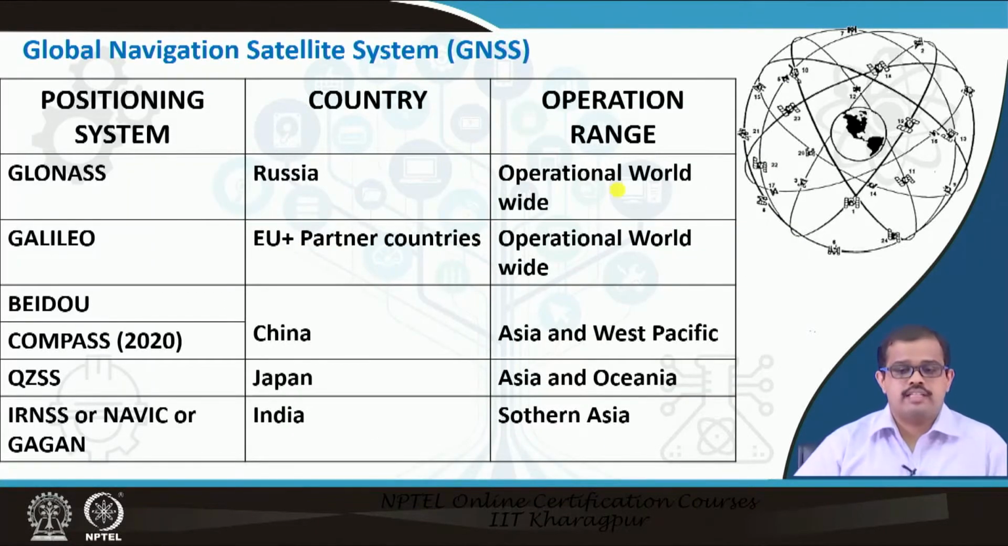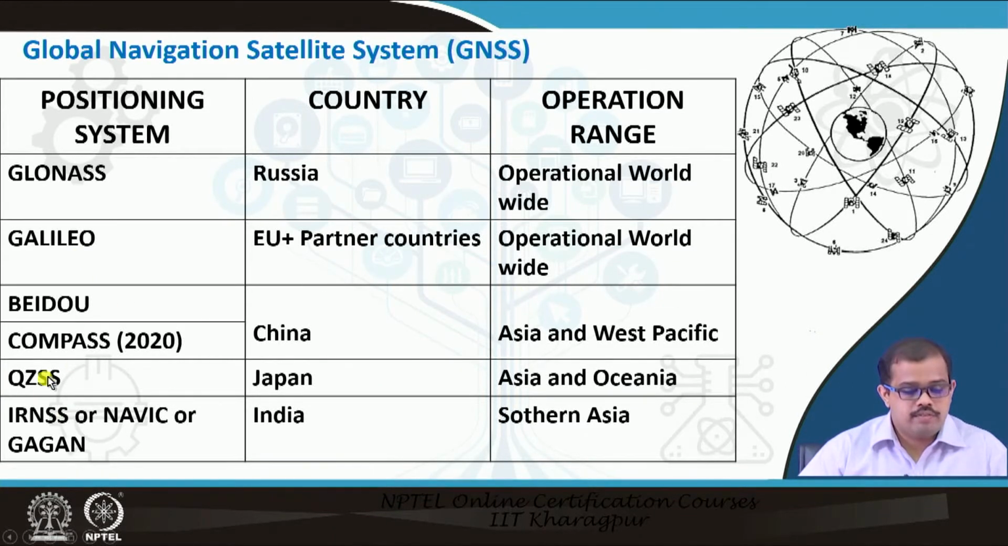When we look at the entire system here, as I explained, GLONASS is by Russia, where normally the operation is worldwide. It can be found in most places. Then you have Galileo. It is EU plus partner countries, operational basically worldwide. Then you have BeiDou. This is by China. It is also called Compass. It is targeted to be completely operational by 2020, specifically in Asia and the West Pacific.